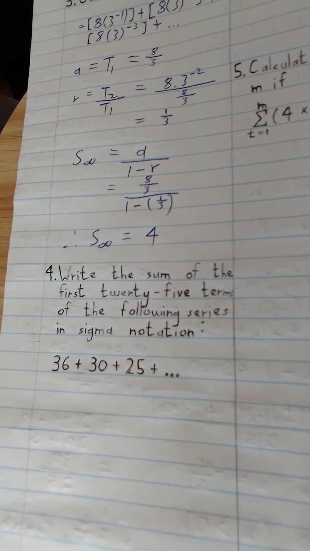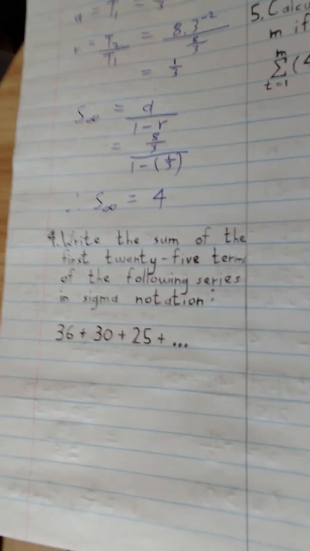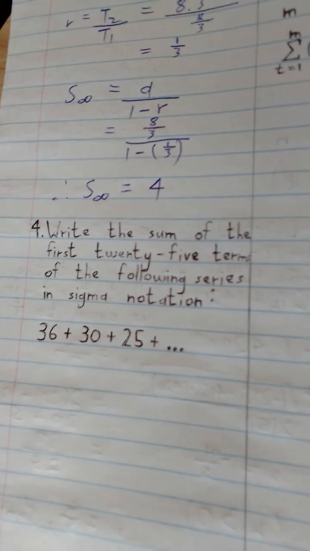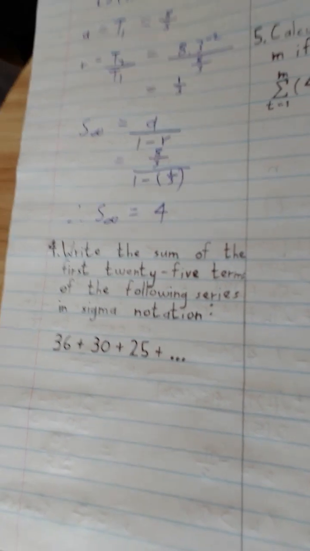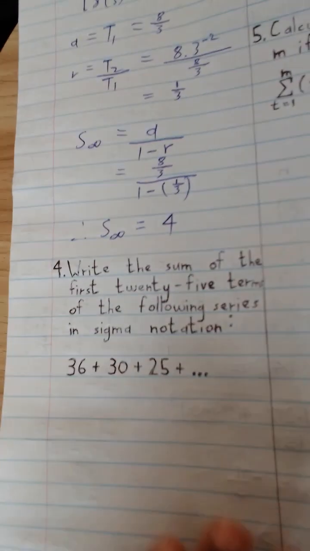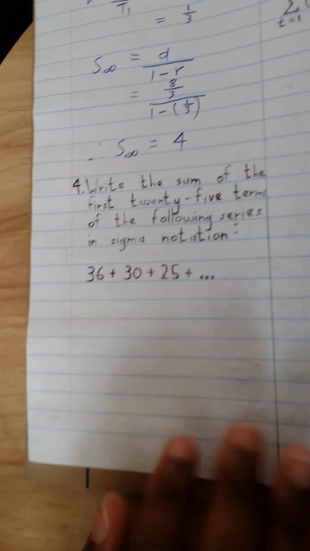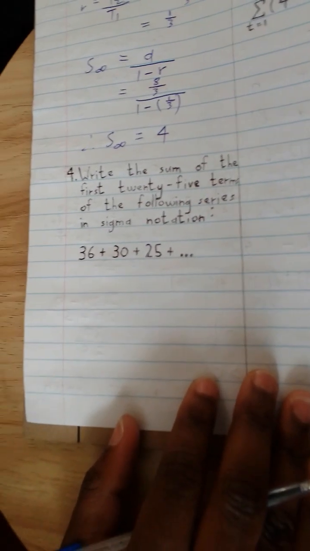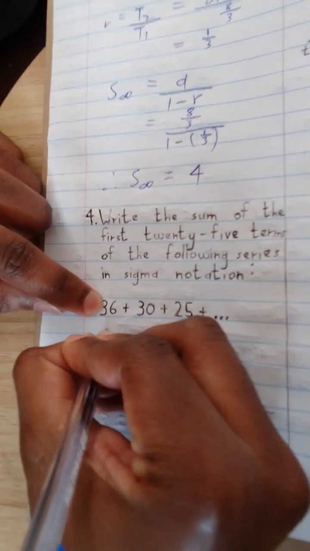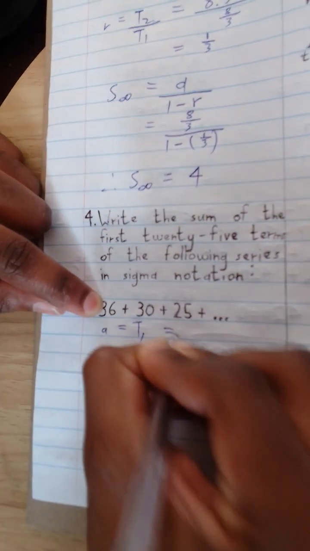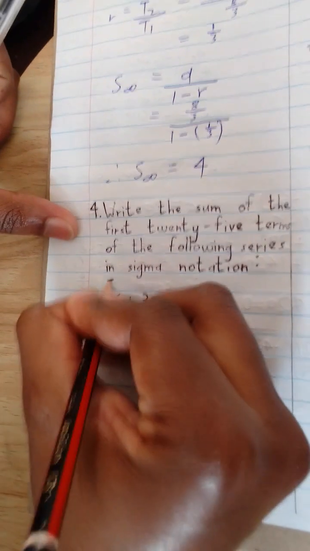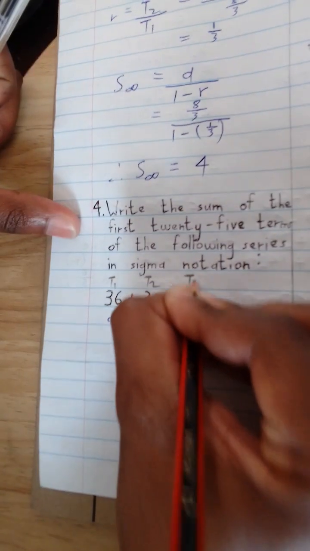Still fine. Number 4 states, write the sum of the first 25 terms of the following series in sigma notation. So we know that it's a series, right? But we don't know whether it's an arithmetic or a geometric. Okay, so first A is T1, which is 36. So this is T1, this is T2, this is T3.